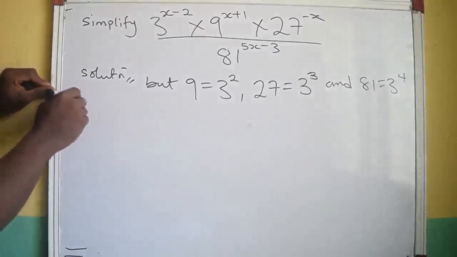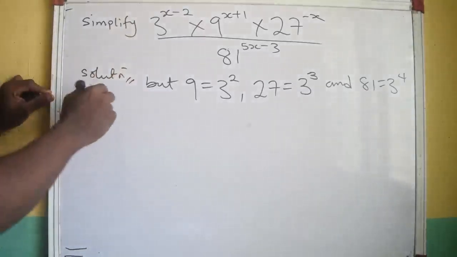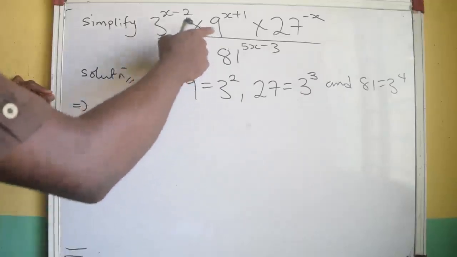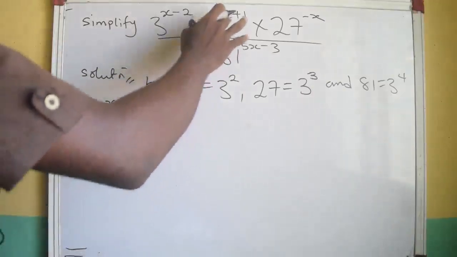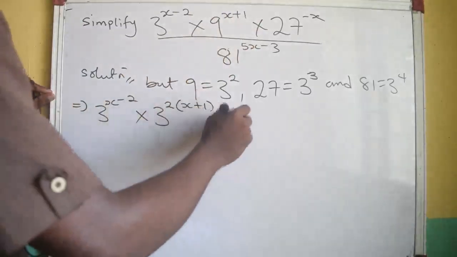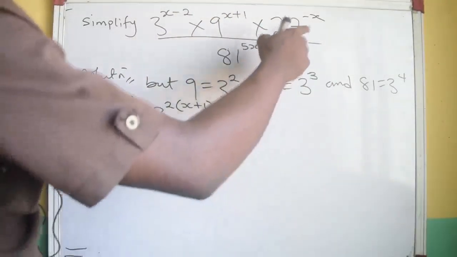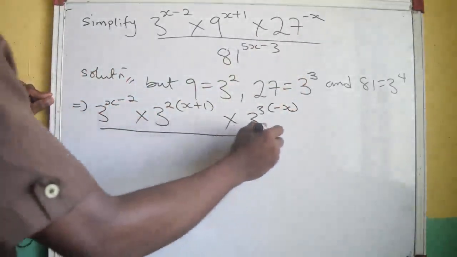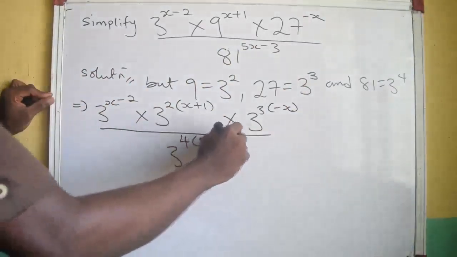So it implies we don't need to replace this one. We write it like that because we are using it as a template to get other ones. Then multiply by this, which is 3 raised to the power 2. We then put brackets to separate it, and we have x plus 1. We then write multiply by 27, which is 3 raised to the power 3. We put brackets to separate it from this minus x. Then all divided by 3 raised to the power 4 into 5x minus 3.